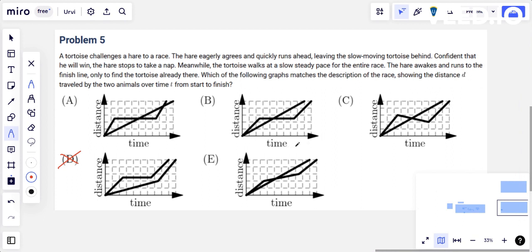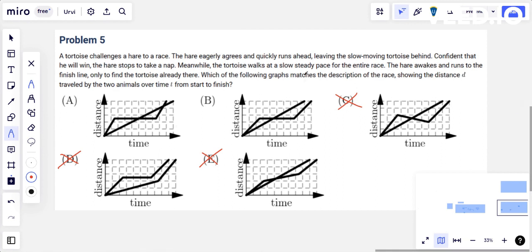Next, we have: while the hare stops to take a nap, he doesn't go while he's taking a nap, right? The distance stays the same. We can see that here. Check, check. Uh-oh. The distance is going down while he's sleeping. That doesn't make sense. So C is not the answer. This is already out. What about this? The distance doesn't go up while he's sleeping, so not this.